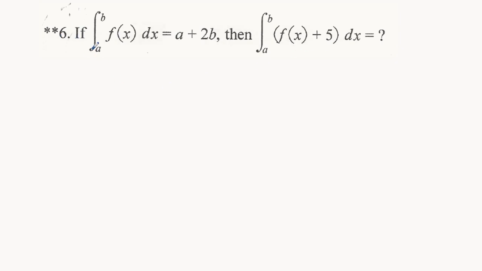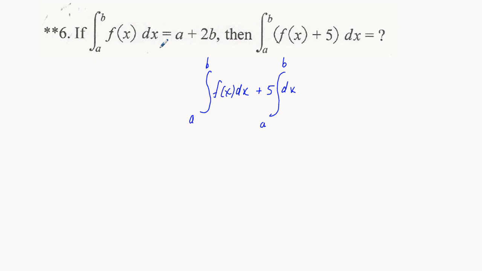Okay, here we have more of a conceptual problem. If the integral from a to b of f of x dx equals a plus 2b, then the integral from a to b of f of x plus 5 dx equals. We're going to separate this integral into the integral from a to b of f of x dx, plus 5 times the integral from a to b of dx.